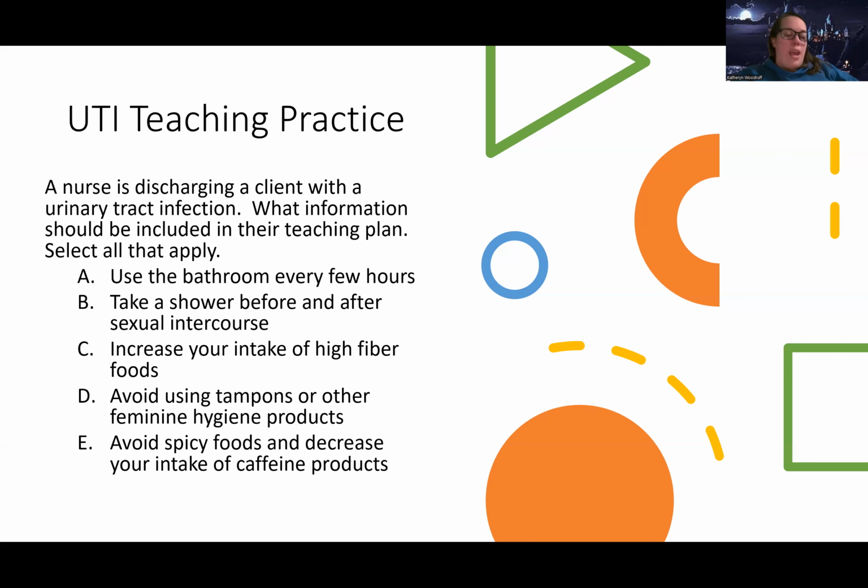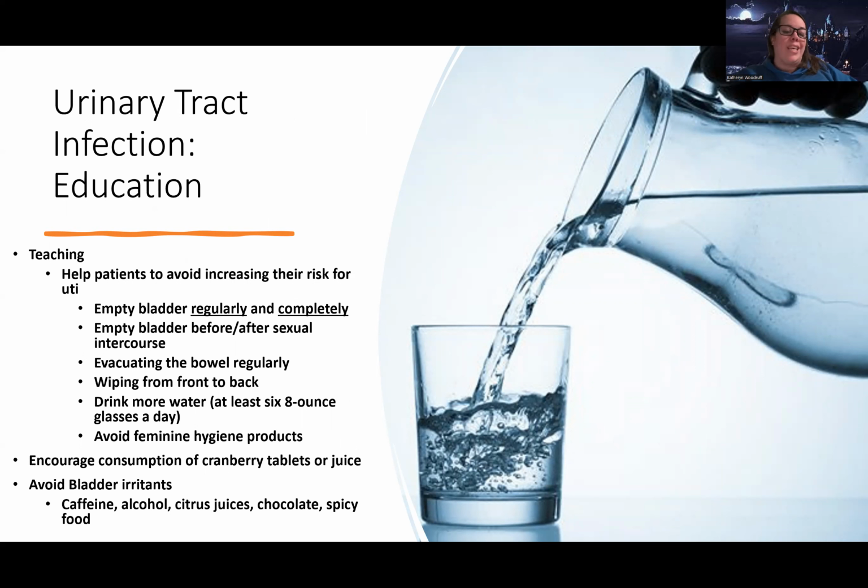Evacuating the bowel regularly, so avoiding constipation. Wipe front to back to avoid getting stool in the wrong direction. Drink more water, at least 6 8-ounce glasses a day. Plenty of water. Avoid those feminine hygiene products like we talked about, not tampons, but others. And then encourage consumption of cranberry tablets or juice.